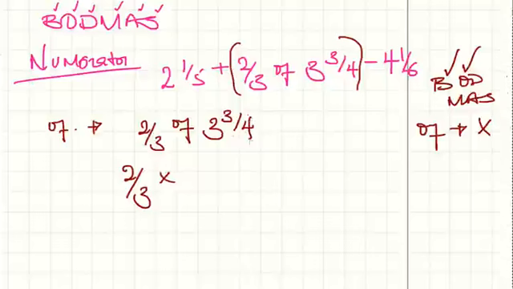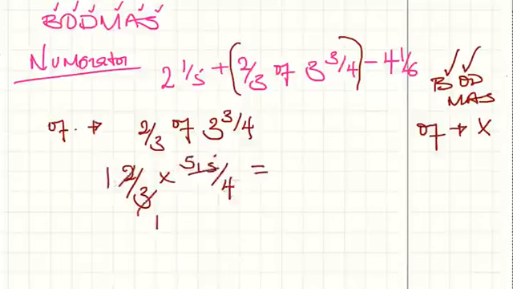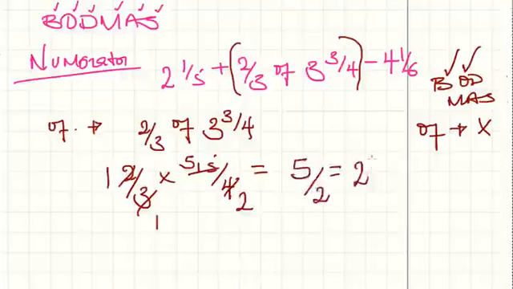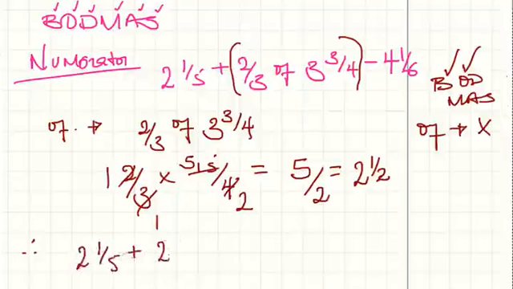This is a mixed fraction, so we'll have 4 times 3, which is 12, 12 plus 3, which is 15 over 4. If we simplify, 2 by 3, 1 by 3; 15 by 3, 5; 4 by 2, 2, we'll have 5 over 2, which is the same as 2 1/2. Therefore, our numerator will now be equal to 2 1/5 plus 2 1/2 minus 4 1/6.